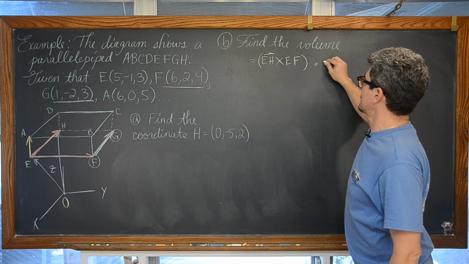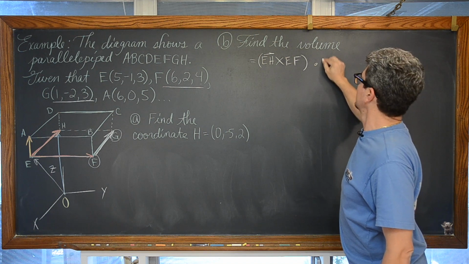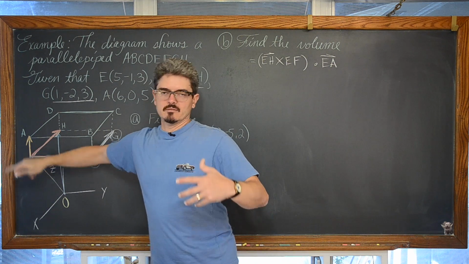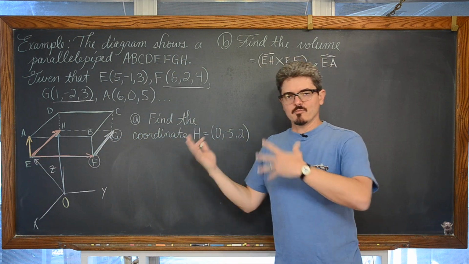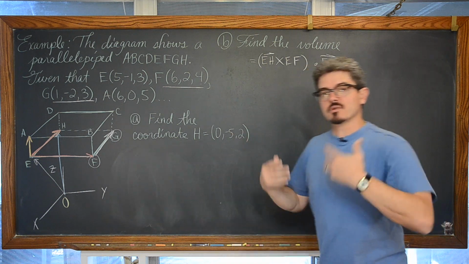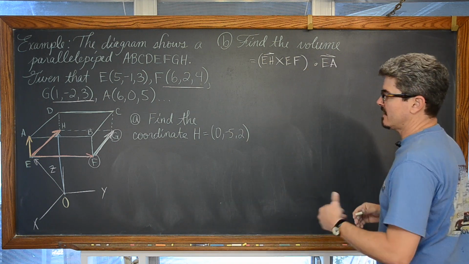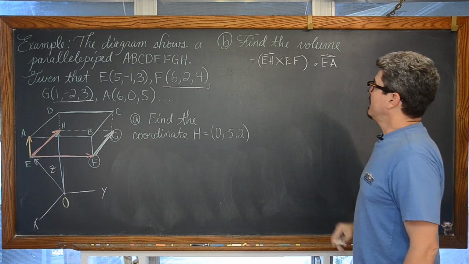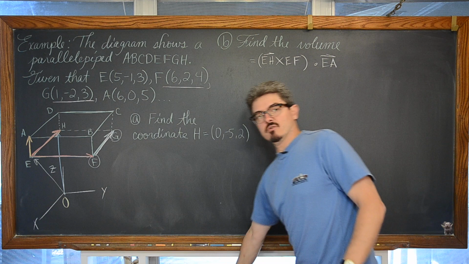We're going to be doing the dot product between that and vector EA. So this vector isn't really defining the height of the parallelepiped, but you saw from our example of where this came from that it's related to and used in the process of finding the height of this parallelepiped. As long as you remember how to do the dot product and the cross product, you're good to go.